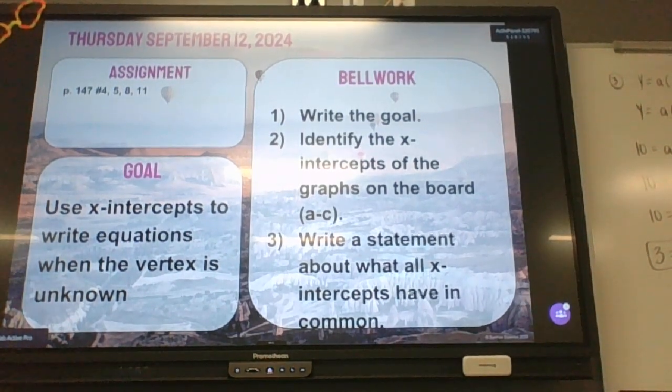Today we are going to use x-intercepts to write equations when the vertex is unknown. So yesterday we used the vertex and a point, right? So what do you do if you don't have the vertex? There's a very similar process, just a different step one.